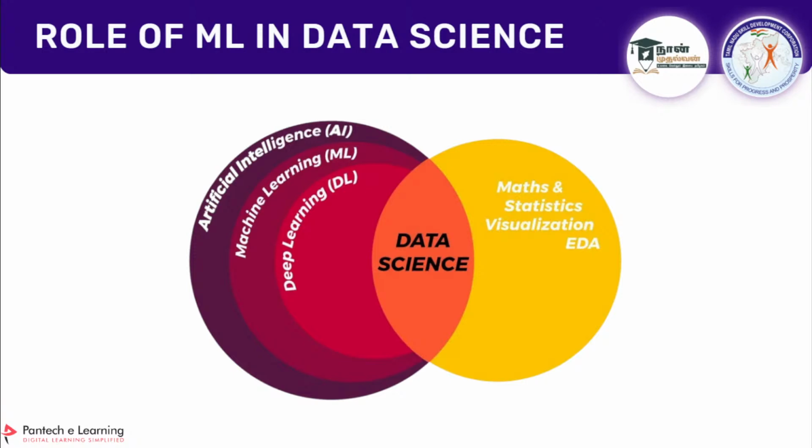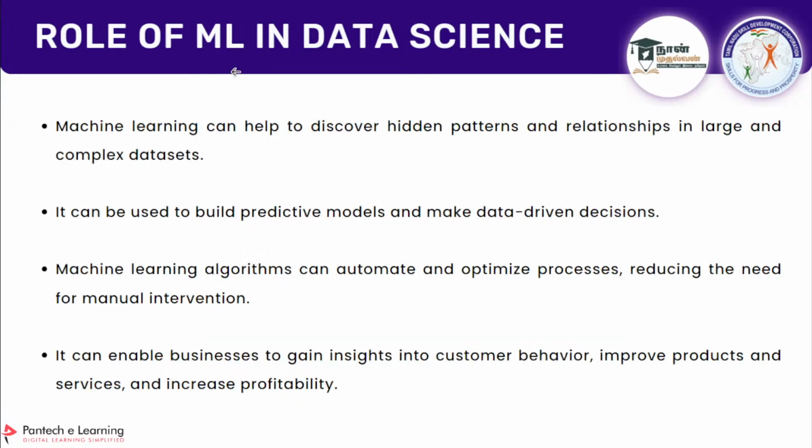All this AI, machine learning, deep learning, how does it come into play in data science? As you can see, data science is composed of mathematics, statistics, visualization, exploratory data analysis, along with machine learning, deep learning, and the help of AI, we can perform data science. So what is the role of machine learning in data science? Machine learning can help to discover hidden patterns and relationships in large and complex datasets. So you can find trends and find relationships.